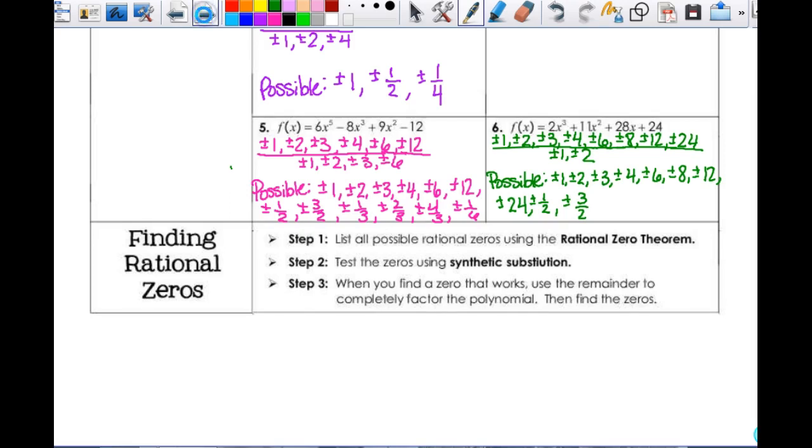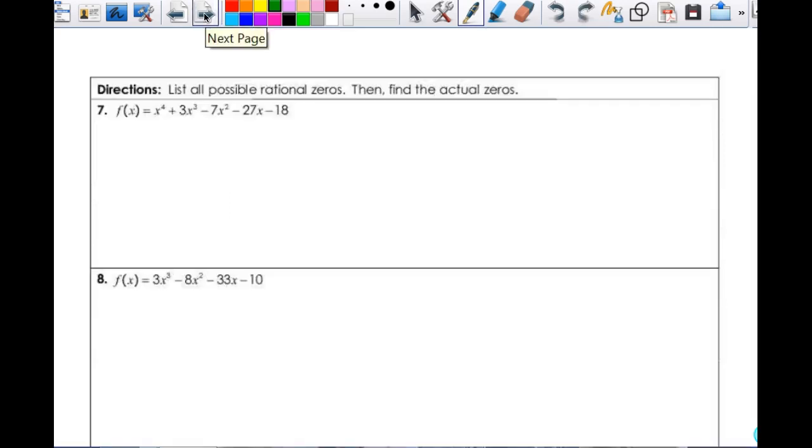All right, so let's look back. So first thing we're going to do is list all the possibilities. So number 7, this is good. Since your leading coefficient is 1, your fraction is going to be all over 1. So you don't even need the denominator. The constant is 18. So your possibilities, which you need to write down because it says to write them down, would be plus or minus 1, plus or minus 2.